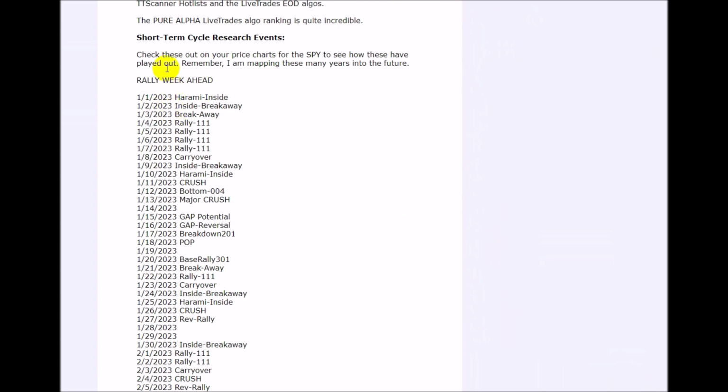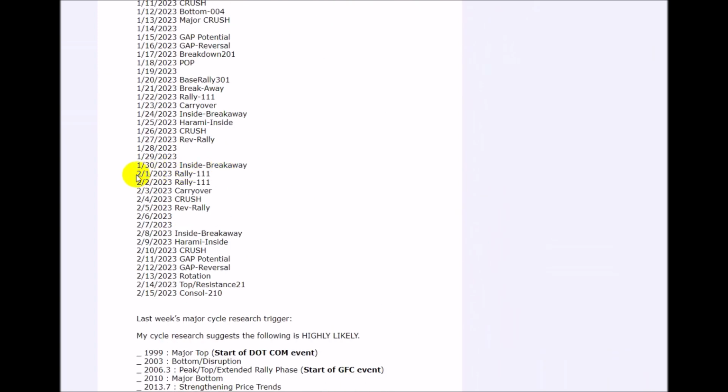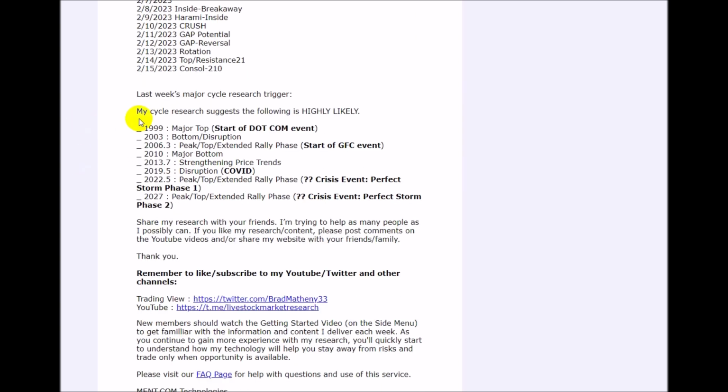And then here's my SPY cycle patterns. And of course, we are right here in rally mode right now. We just completed this inside breakaway day. Okay, so here we go with rally mode, and these are the longer term cycle patterns, which is why I believe we're not going to see anything really until we get to this 2027, 2028 peak phase right here.